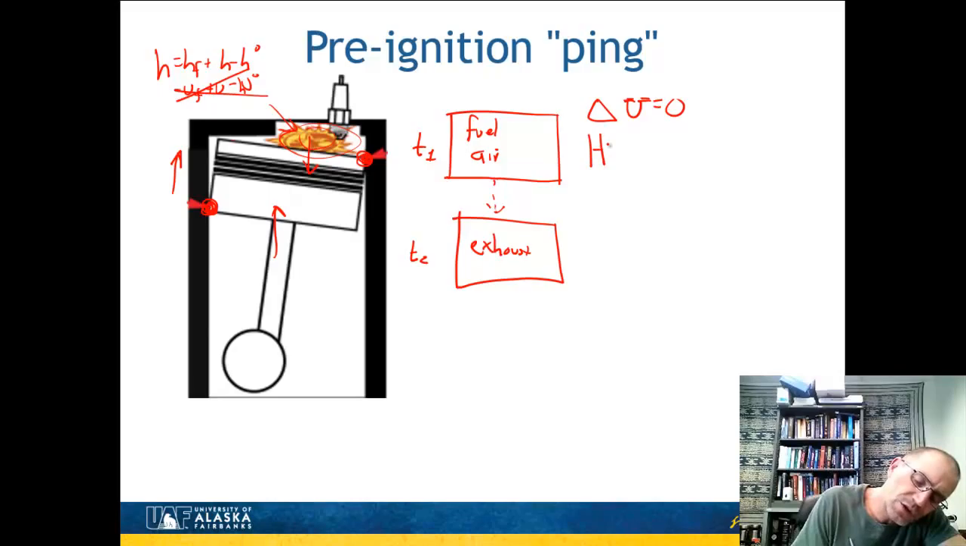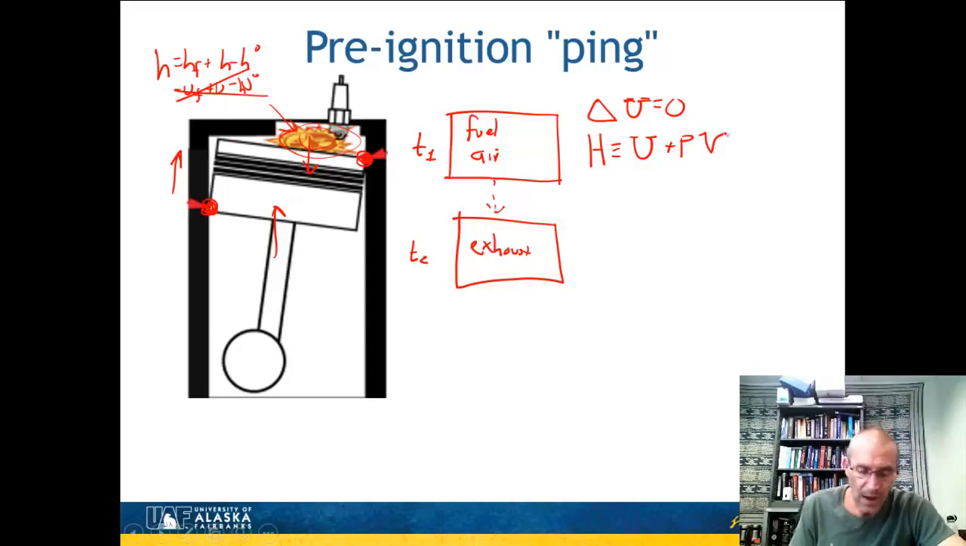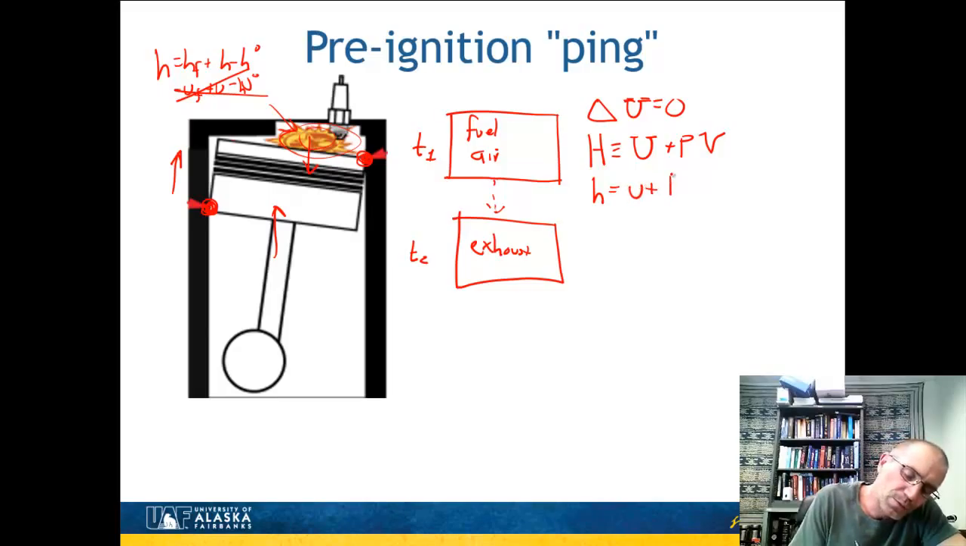Remember that enthalpy is defined as U plus PV. And if I write that on a per mass or per mole basis, I'd have H is equal to little u plus Pv. And if it's an ideal gas, I can replace Pv with RT, because in the ideal gas law, Pv is equal to RT. So H is equal to u plus RT. And now I can just say u is equal to H minus RT.